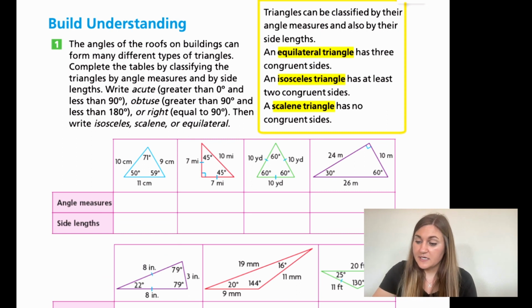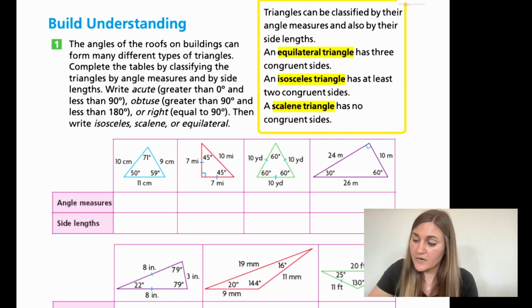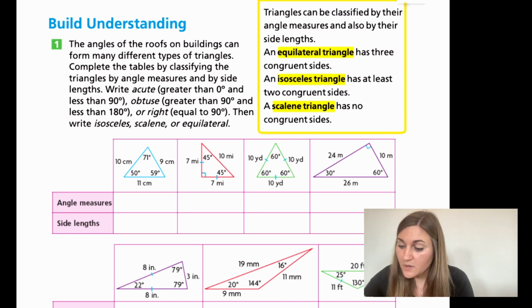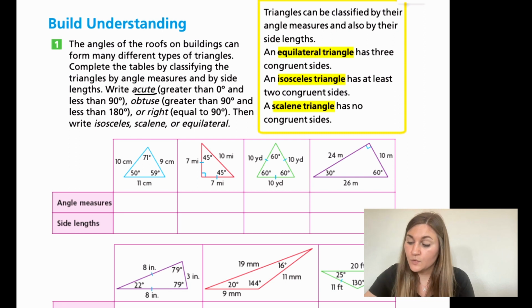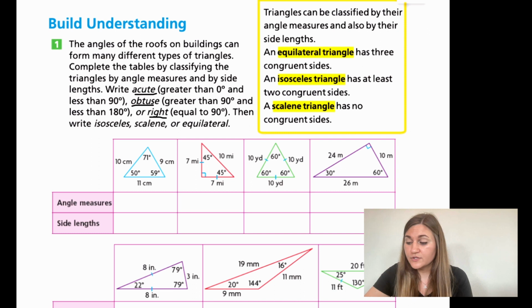We have a Build Your Understanding. Number 1 says the angles of the roofs on buildings can form many different types of triangles. Complete the tables by classifying the triangles by angle measures and by side lengths. So write acute, and this is greater than 0, but less than 90. The word obtuse is 91 to 180. And then a right angle is right at 90. So the only thing that could be marked a right angle is if it has that little blue square and it's exactly 90.